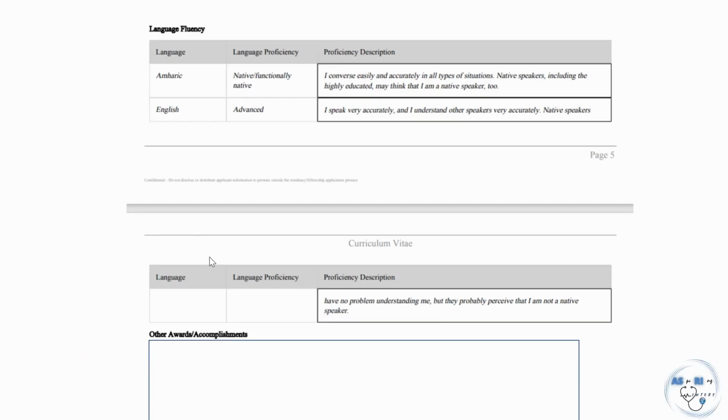The last thing is that if you have any awards or accomplishments, you can mention them here. Honestly speaking, if you were awarded for something you did in primary school or high school, it might not be important. But if it was something that inspired you to join medicine, maybe add it.